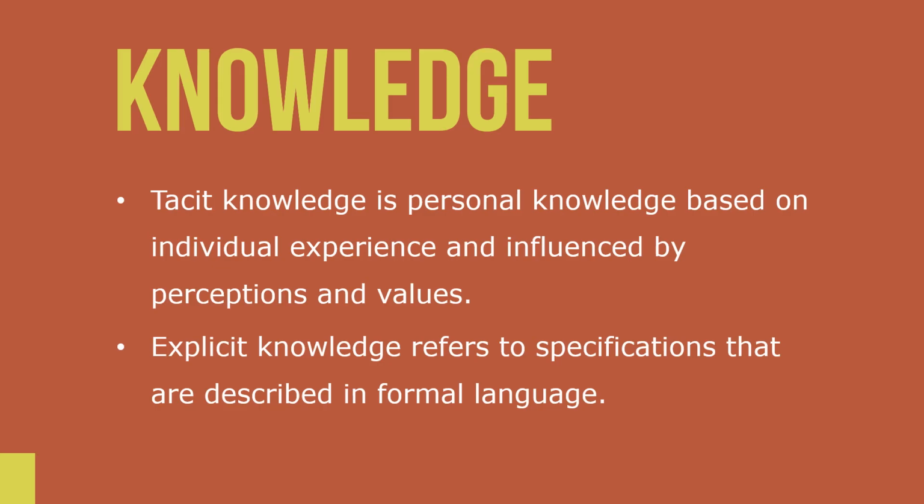Tacit knowledge is personal knowledge based on individual experience and influenced by perceptions and values. The communication of tacit knowledge requires personal communications through discussion and demonstrations. Explicit knowledge refers to manuals, formulas, and specifications that are described in formal language. Explicit knowledge can be managed by placing it in a knowledge database, or it can be managed by a knowledge management system.